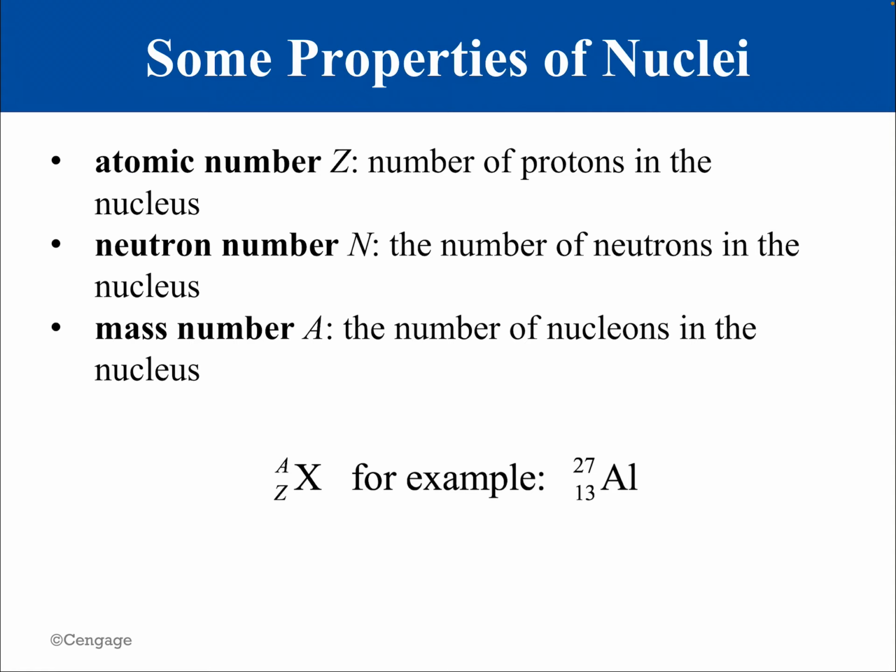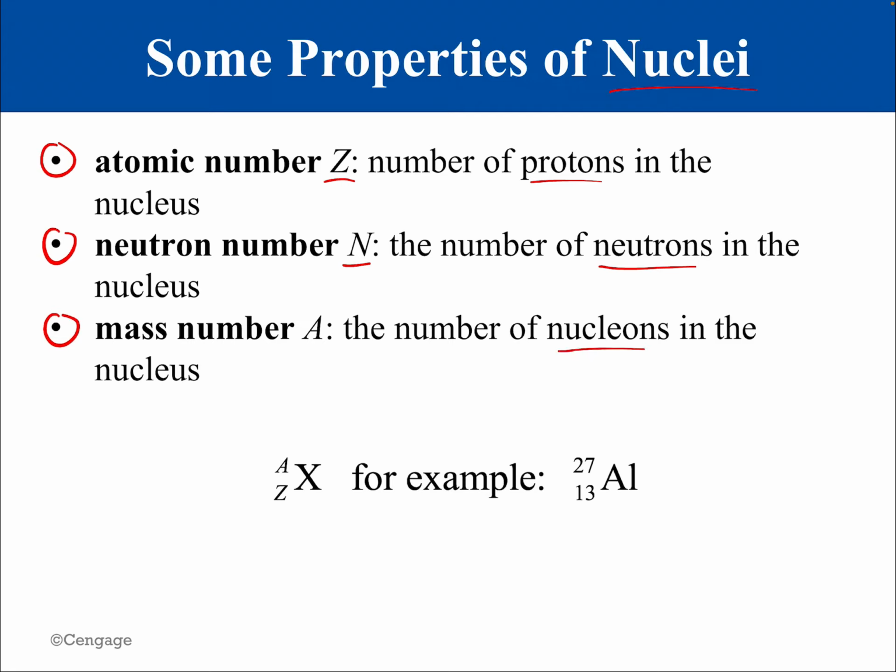Okay, so first the basics about the nuclei, the terminology I was referring to a moment ago. The atomic number, represented by Z, is the number of protons. Good. The neutron number, represented by N, is the number of neutrons. And the mass number, A, is the number of total nucleons.